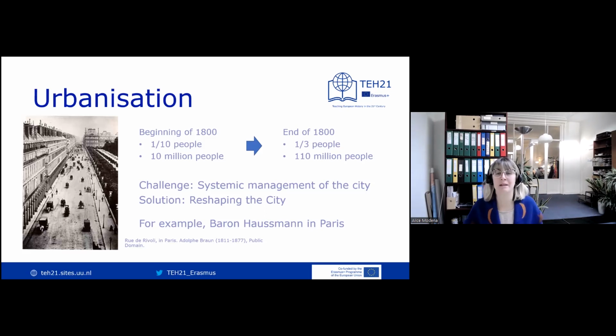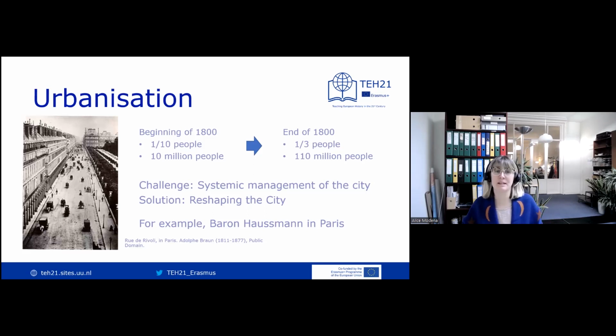The sheer speed of the growth posed a clear challenge to the authorities. How do you handle the increasing number of people in the city? How do you ensure that they can move around, that they can live in sanitary conditions, that they have access to a minimum amount of services? The systematic management of cities required intent and urban planning. And so urban planners ante litteram, because the institutionalization of professional urban planning, we will see, came only in the late 19th century, started to reshape the cities.